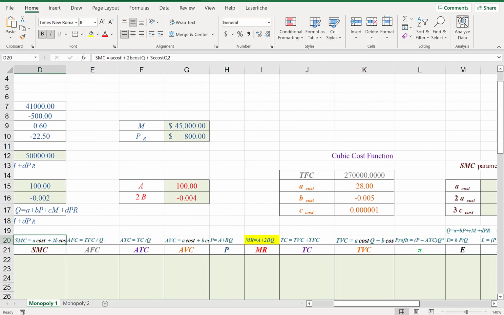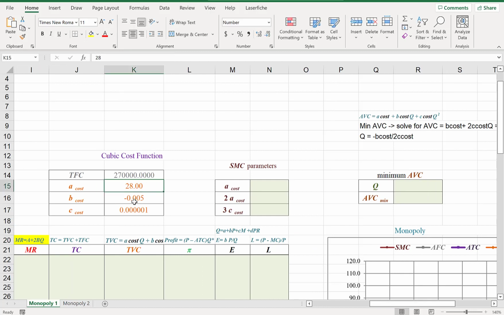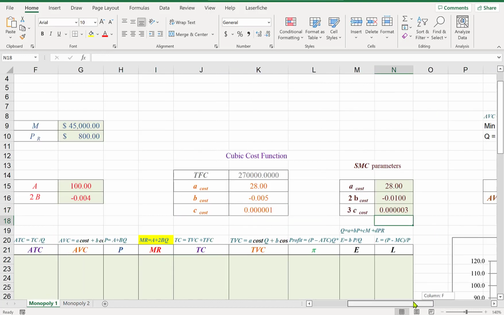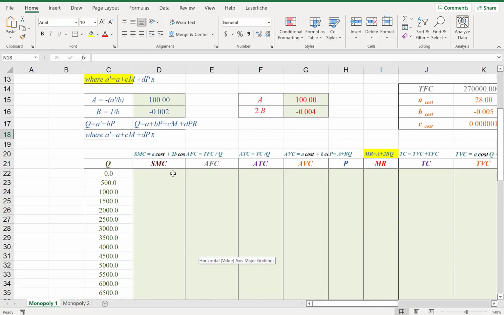So SMC looks like this. Look at the SMC: A cost plus 2B cost Q plus 3C cost Q squared. Okay, so then I have A cost. I want to calculate 2B cost. That's a typo, this is supposed to be B. 2B cost, 3C cost. Okay, so this is just simply copying A cost, equals 2 times B cost, and then you have 3 times C cost. Okay, so these are the SMC parameters that we're going to use, because I can actually calculate this whole table.